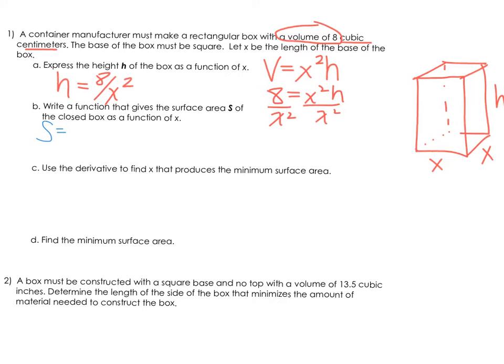Okay. Now, I'm just going up to the question and scanning it with my eyes just to make sure. I know it said closed box there, but I just want to make sure I didn't contradict myself. So closed box means I do have the top and the bottom. So I've got 2 squares. They're both x squared. And as I was saying when I drew that, the other 4 sides are the same. They're all rectangles, x by h.